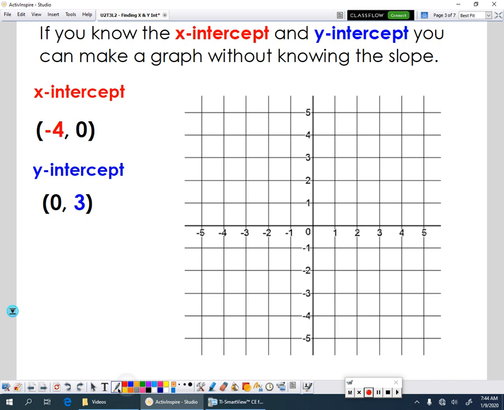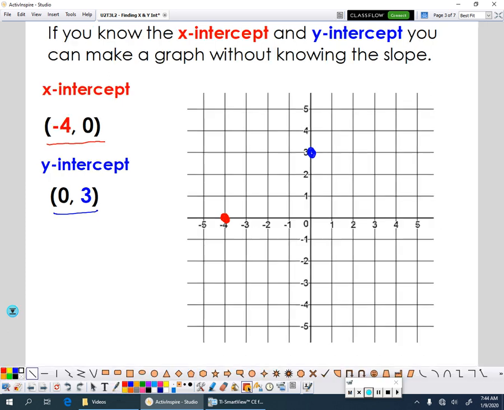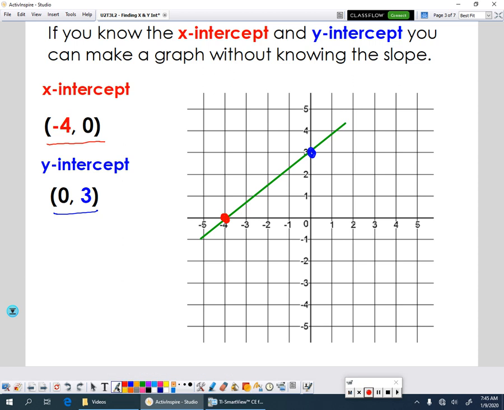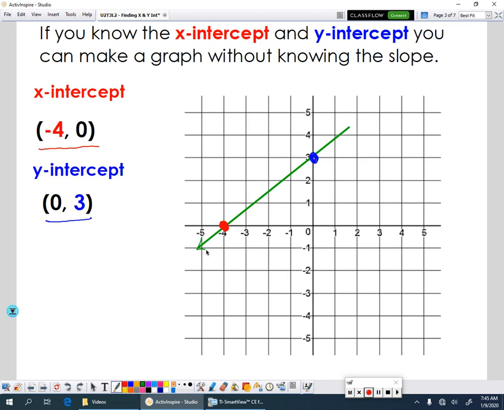So what we would do for that is we would take our x-intercept, which is -4, 0, and we would put that on our graph. And then we would take our y-intercept here, which is 0, 3, and we could put that on our graph. And what we can do is we can just connect these 2 points together, and we don't even need to worry about what our slope is. We can just graph it based on these 2 points.